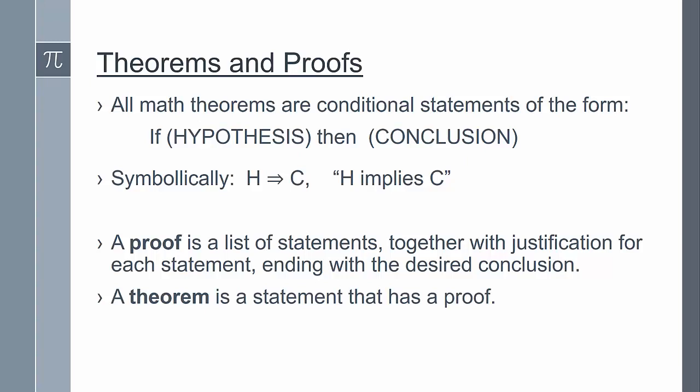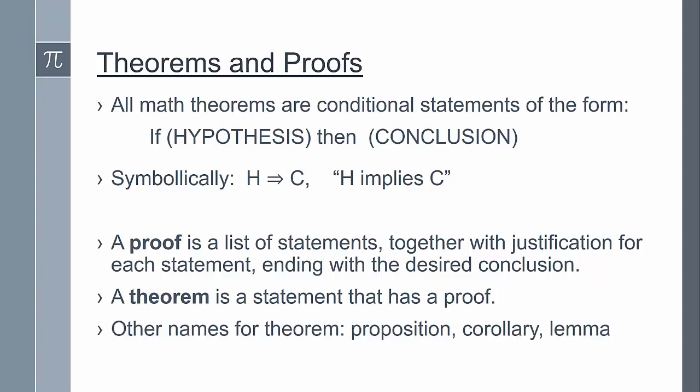So in a given mathematical system, the only statements that we will call theorems are those which have a proof. So a theorem is a statement that has a proof. And mathematicians use other words to describe these mathematical truths. Proposition is often used interchangeably with the word theorem. A corollary is usually an immediate consequence of a theorem.